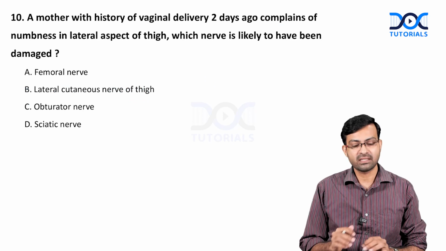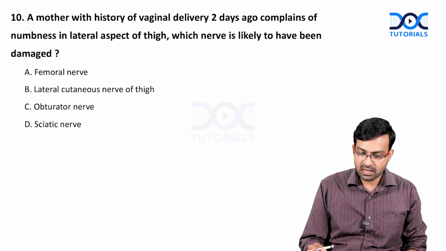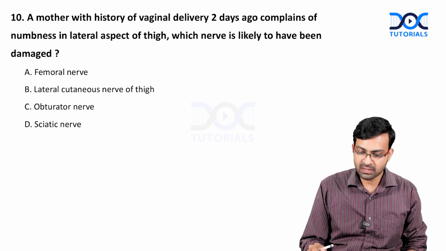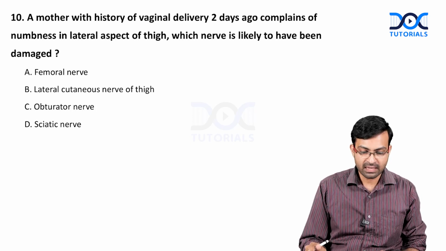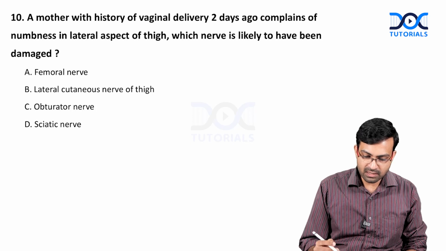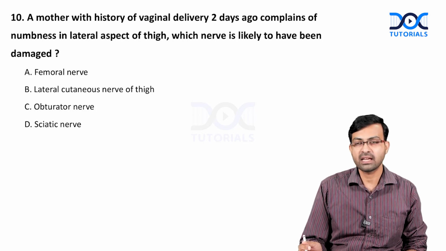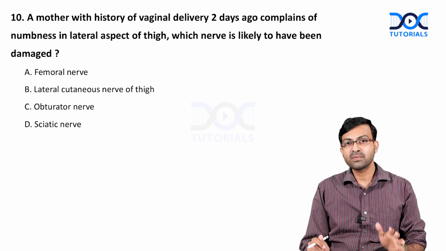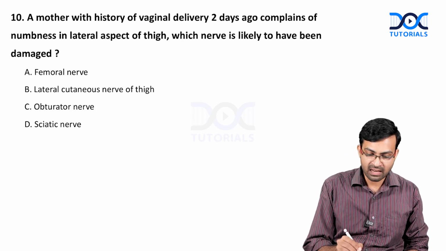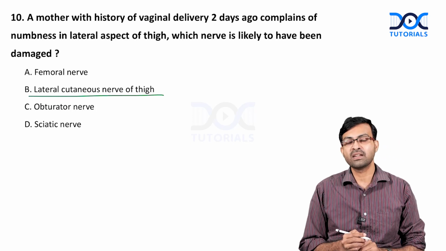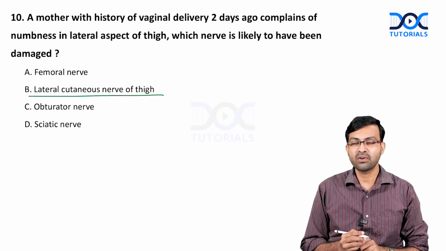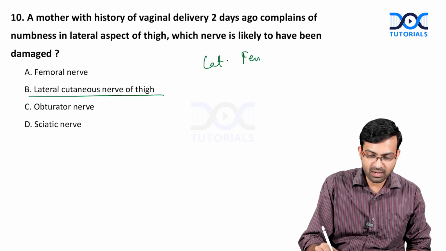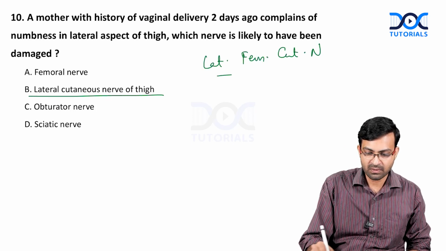Alright. Next question. A mother with history of vaginal delivery 2 days ago complains of numbness in the lateral aspect of thigh. Which nerve is likely to have been damaged? Is it the femoral nerve, lateral cutaneous nerve of thigh, obturator nerve, or sciatic nerve? So what is the answer here? Which is the nerve that supplies the lateral aspect of thigh? It is your lateral cutaneous nerve of thigh, isn't it? It is also known by another name. What is the other name for it? It is the lateral femoral cutaneous nerve. Okay.